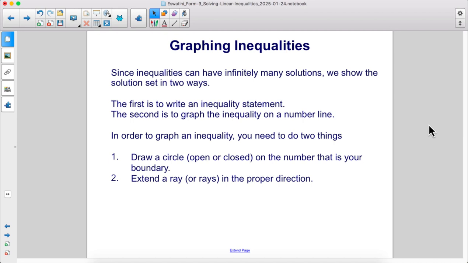In order to graph an inequality, you need to do two things. Draw a circle, open or closed, on the number that is your boundary, and then extend a ray or rays in the proper direction.